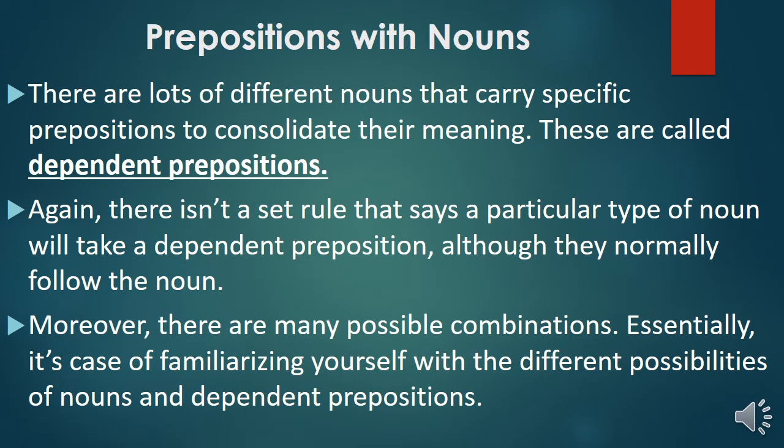Prepositions with nouns. There are lots of different nouns that carry specific prepositions to consolidate their meaning. These are called dependent prepositions. Again, there is no specific rule that says a particular type of noun will take a dependent preposition, even though they normally follow the noun. Moreover, there are many possible combinations.